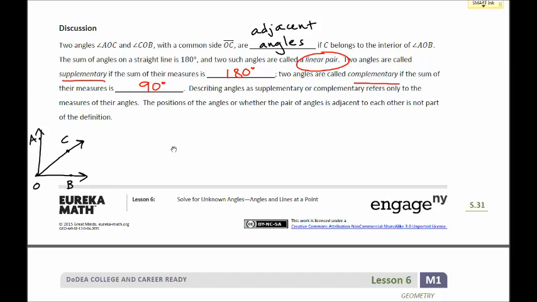And very quickly, the easiest way to memorize supplementary and complementary is that in the alphabet, C comes before S, and so C is 90 degrees, while S is the bigger one, 180. Those are kind of in the same order, so don't get those two mixed up.